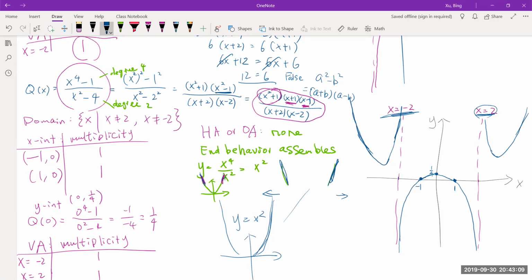But then wouldn't the oblique asymptote be y equals x squared then? Well, an asymptote is a line, right? An asymptote is a straight line. Y equals x squared is a curve, basically. So yes, you can say that, but it's not getting closer and closer to it. It's just the end behavior will be similar to y equals x squared. I don't know if I'm making sense here. Okay. All right, any other questions on this problem?